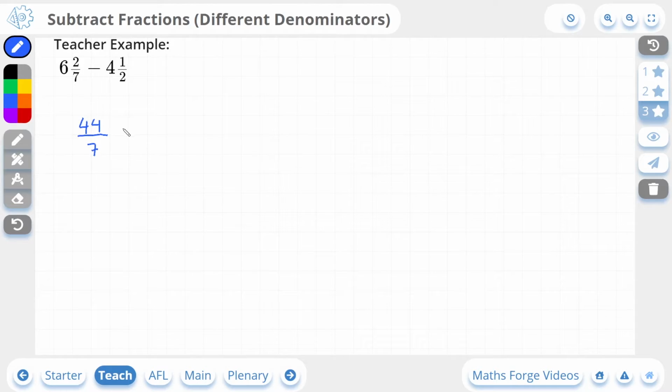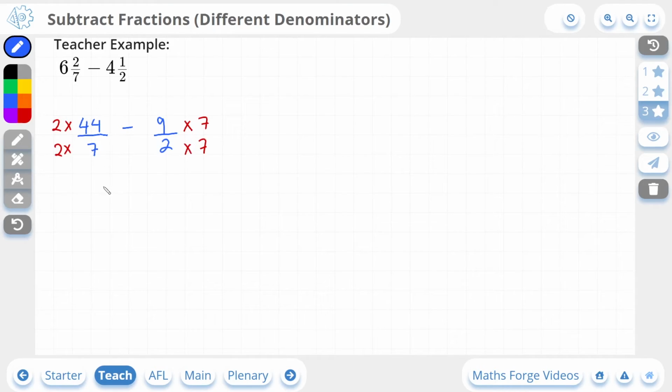And we're going to do the same for the right-hand fraction. 4 times 2, which is 8. And we're going to add this to 1, which gives us 9. And this is going to be over the original denominator of 2. Now we have to find the common denominator as we did for the 1 and 2-star questions. So I'm going to take my right-hand denominator, 2, and I'm going to multiply it to the top and bottom of the left-hand fraction. And I'm going to do the same with the 7. I'm going to multiply it to the top and bottom of the right-hand fraction.